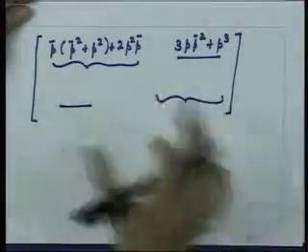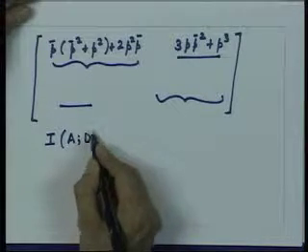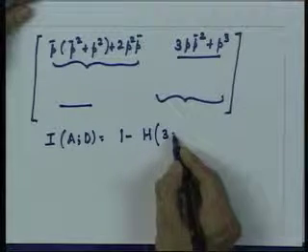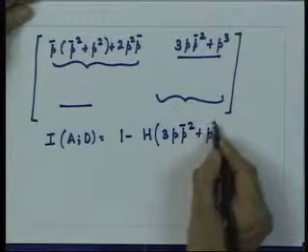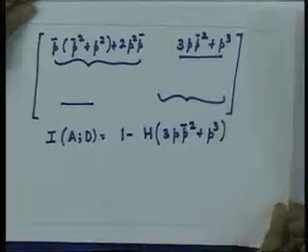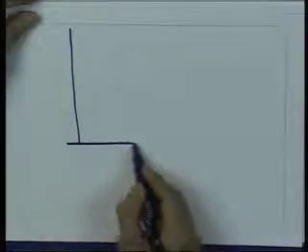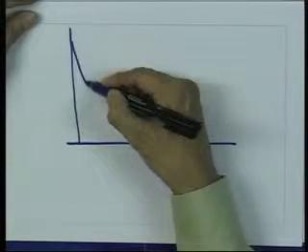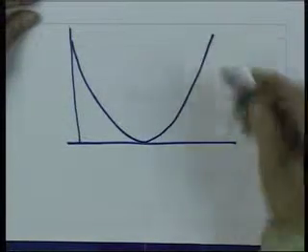So, for this between A to D, we can find out the mutual information as 1 minus h of 3 p bar squared plus p cube. Now, if we plot the mutual information for all these 3 cases, we will get a result something of this form.